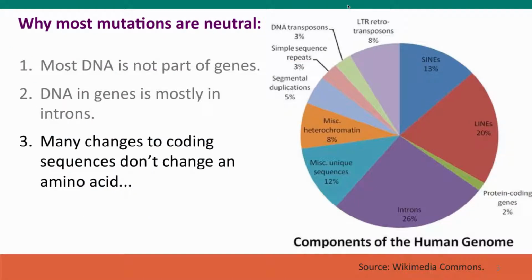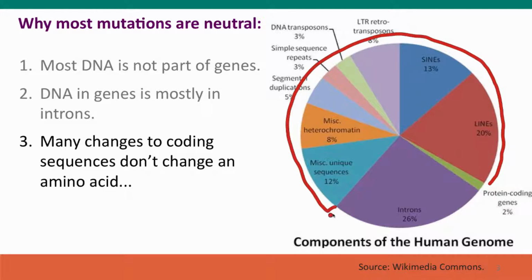Now, in the previous lecture, we talked about why most mutations are neutral because they're in the very large fraction of the genome that either is not part of a gene or that is in the introns of genes. Now we're thinking about the 2% of the genome that does code for proteins. Even in here, many changes don't change an amino acid.